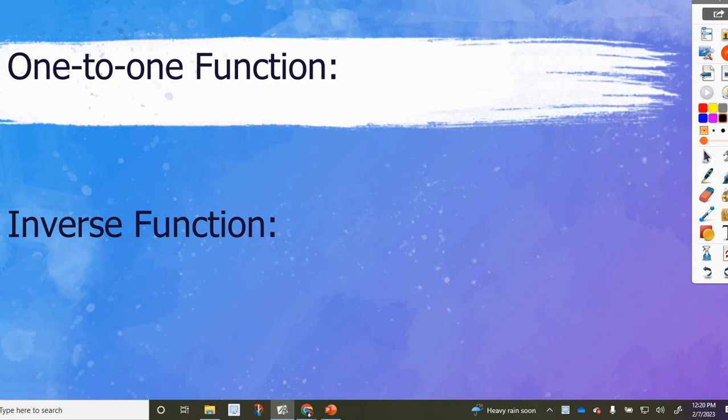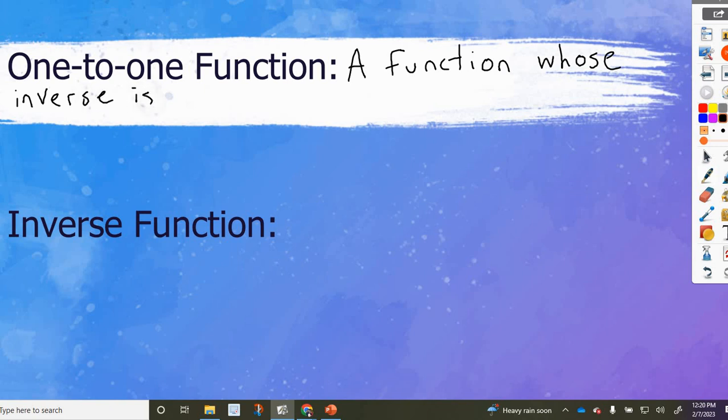So a one-to-one function is a function whose inverse is also a function. And we can check this by using the horizontal line test.